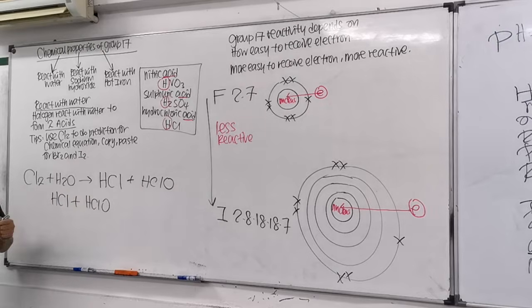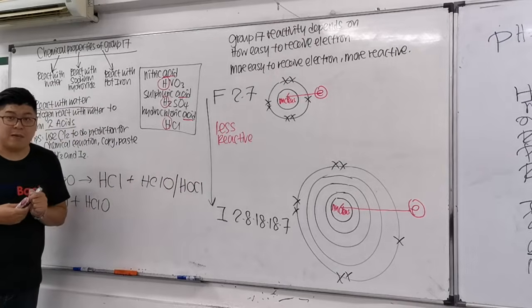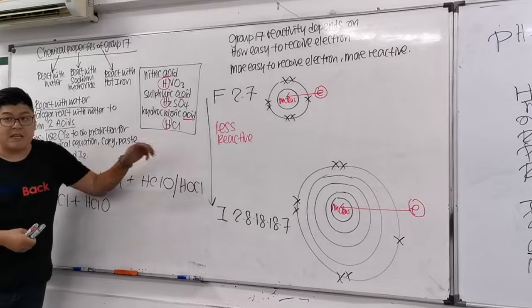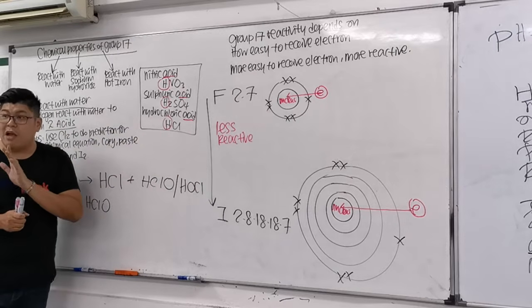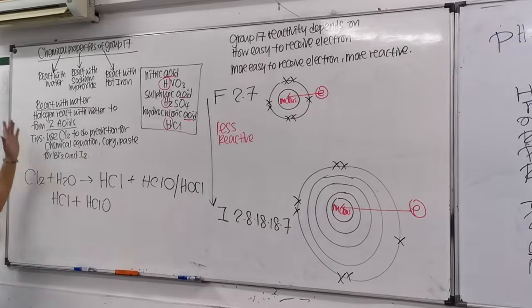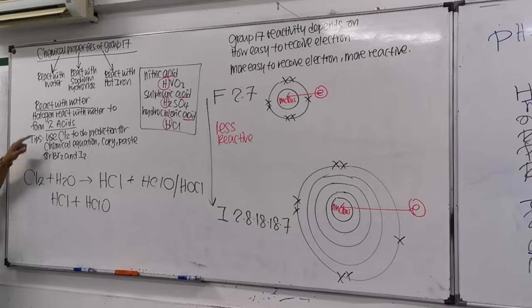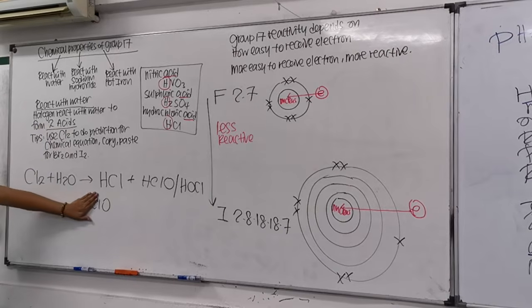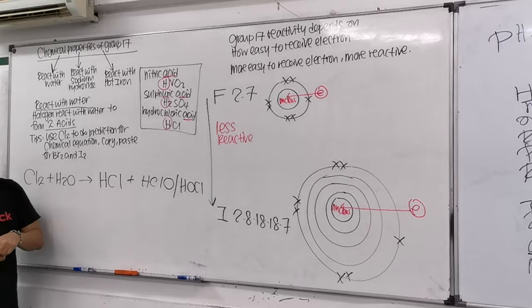Some books write it as HOCl. Doesn't matter. HClO, HOCl, doesn't matter. You write O first or you write Cl first, doesn't matter. Are you okay with that? So when you put the chlorine into the water, you will form 2 acids. The first acid is HCl, hydrochloric acid. The second one is HClO, called hypochlorous acid, which you don't need to know how to name.